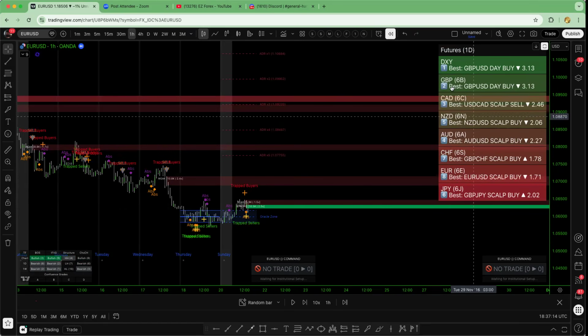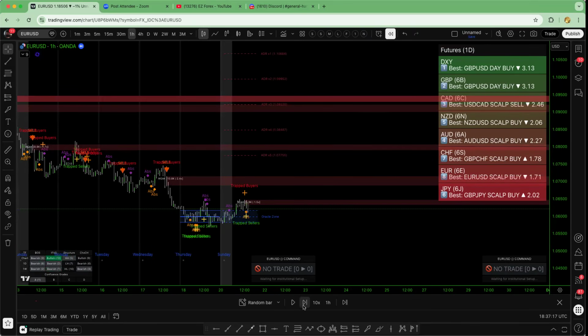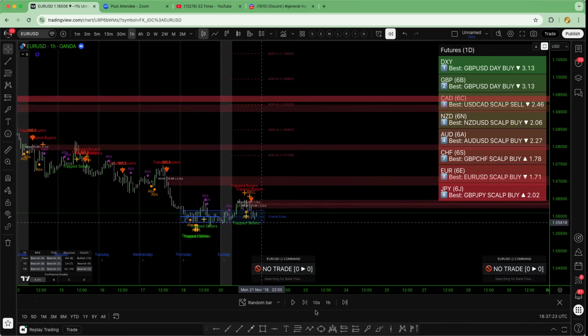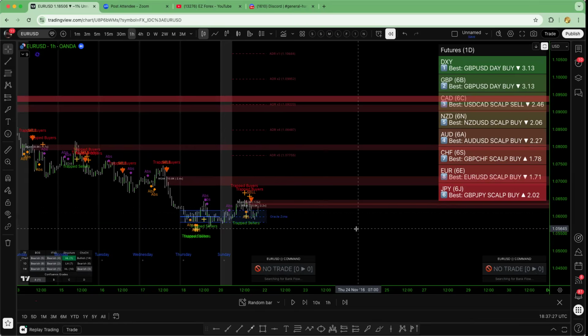So it's telling us that the best pair to trade is GBP USD, buy. Automatically. This is a random date, people. We're just going to go to a random bar. I just want to make sure I got there. One more bar, boom. So we're going to go to GBP USD.